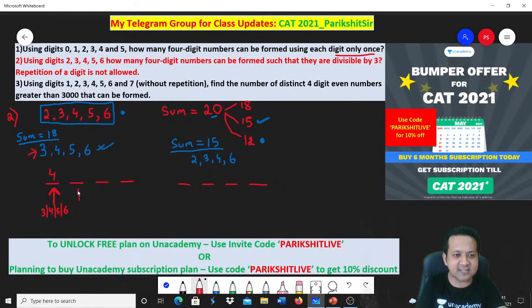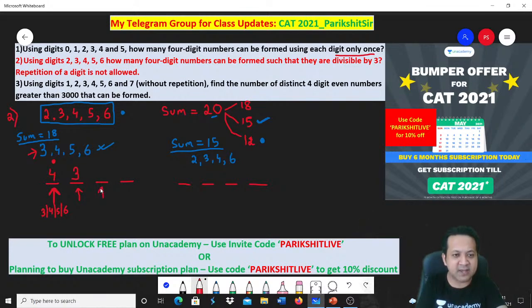Next place. Remember, the question clearly says repetition of digit is not allowed. So whatever digit you selected in the thousands place, you cannot select the same digit again, right? So how many options do you have? Out of the 4, 1 has already been selected. So you are left with 3 options.